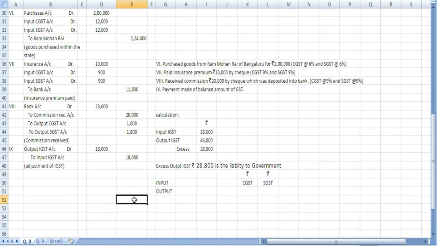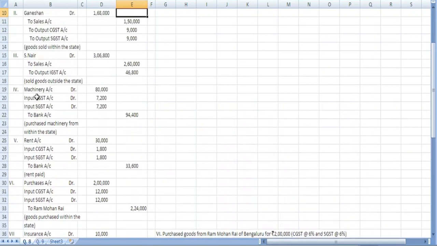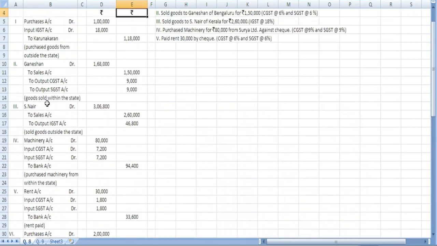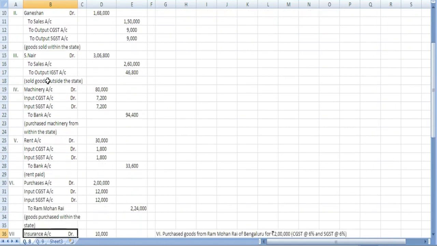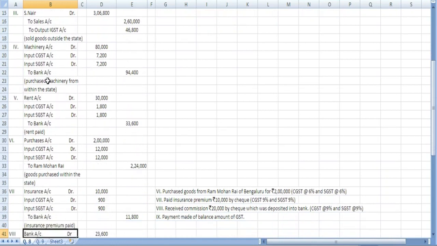Now let us find out our input CGST and SGST. Both will be same. So first we'll find input. So 7,200, 1,800, 12,900.